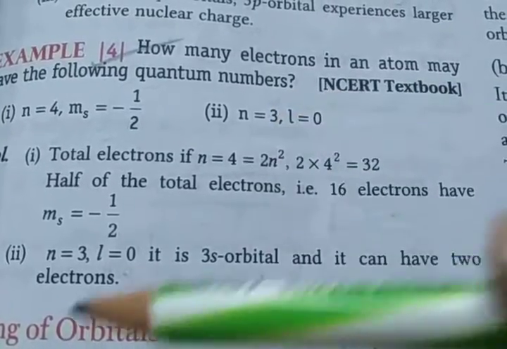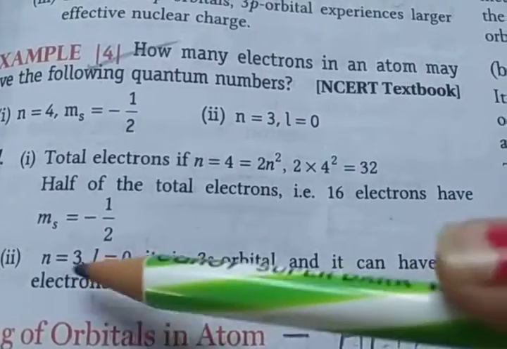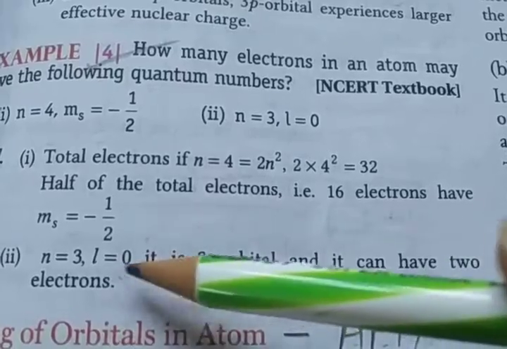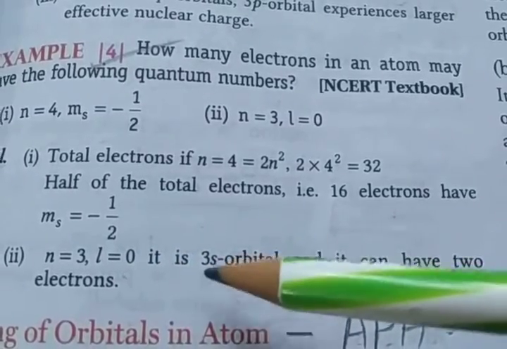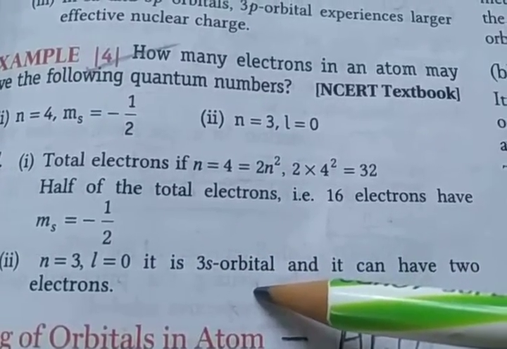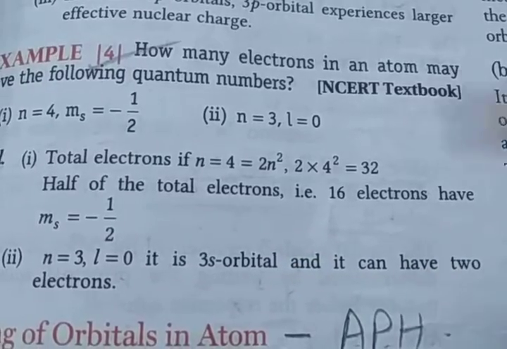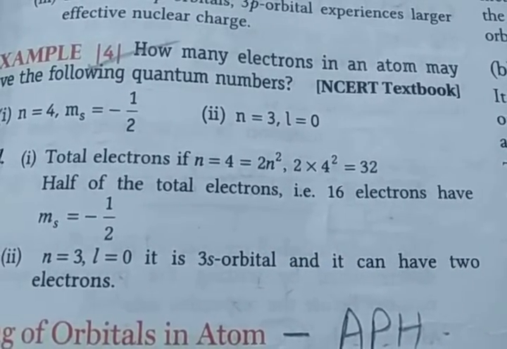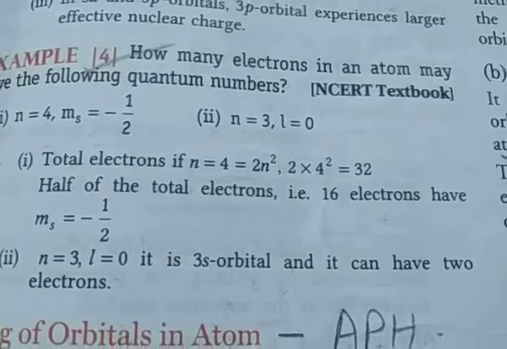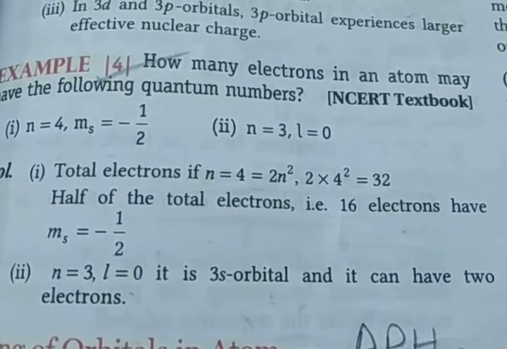Second one, n is equal to 3, l is equal to 0. 3 means third orbital and l is equal to 0 means s orbital. So 3s orbital, and a 3s orbital can have only 2 electrons, because an s orbital holds only 2 electrons. Okay, got it?